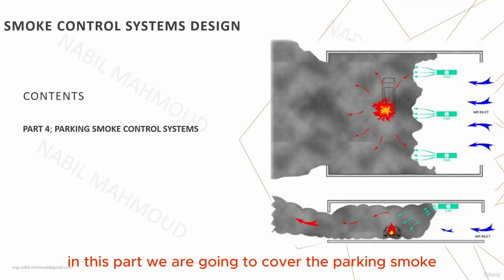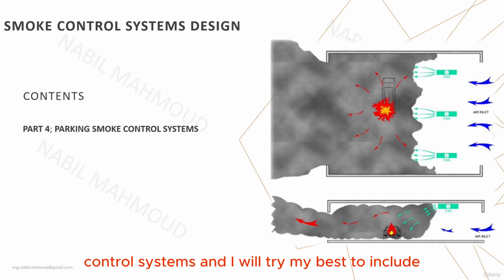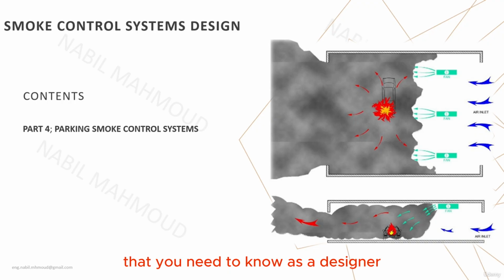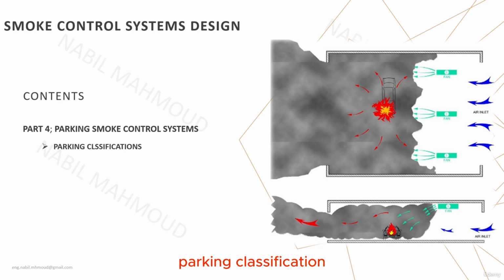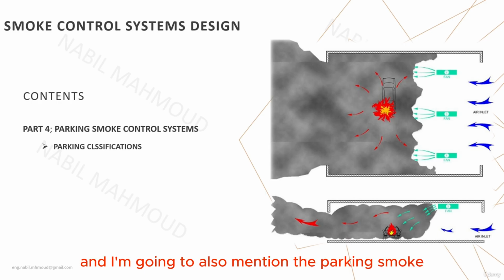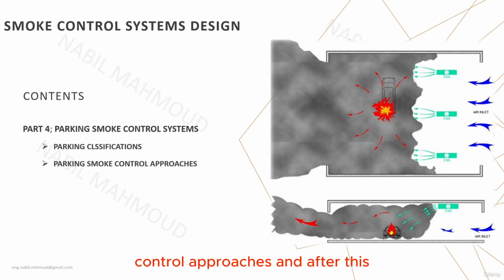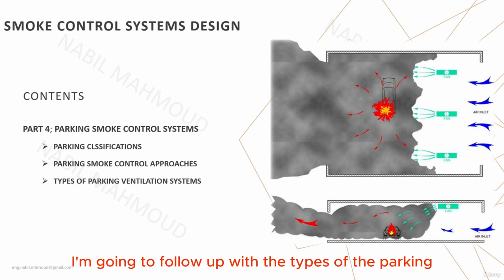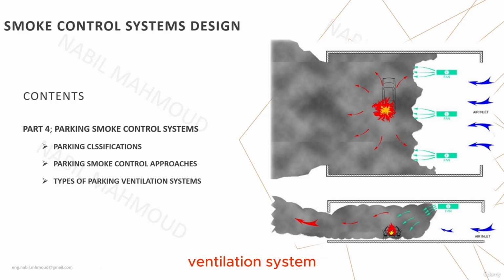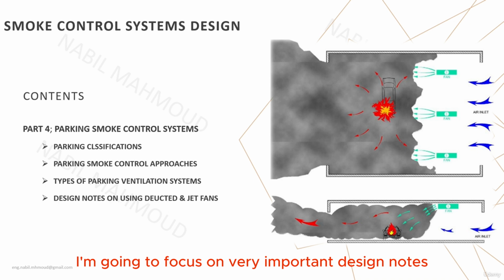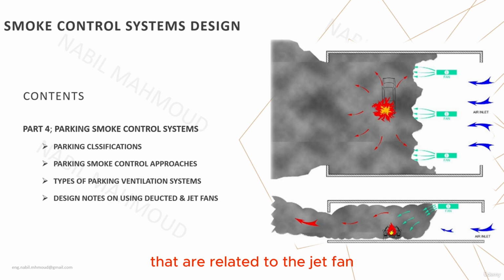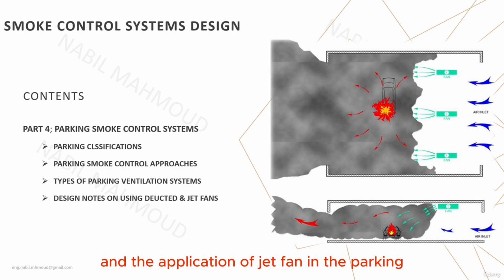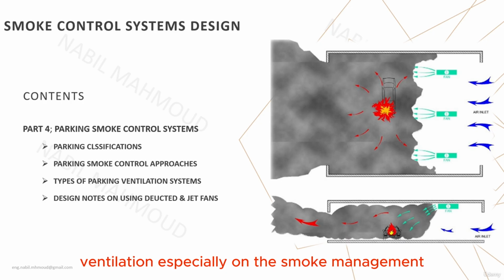In this part we are going to cover the parking smoke control systems, and I will try my best to include all the essential information that you need to know as a designer. That's why I'm going to include a very detailed parking classification, and I'm also going to mention the parking smoke control approaches. After this, I'm going to follow up with the types of the parking ventilation system and the parking smoke management system. After this, I'm going to focus on very important design notes that are related to the jet fan and the application of jet fan in the parking ventilation, especially on the smoke management.